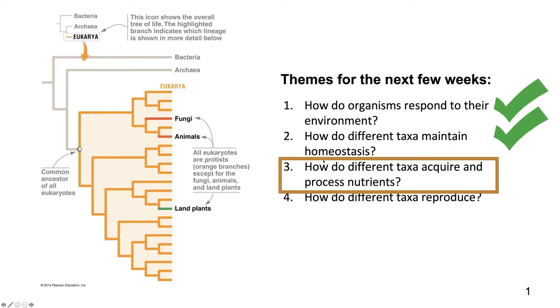Hey everybody. So we've been talking about how different taxa acquire and process nutrients. And we began talking about the photoautotrophs, or the land plants. We're going to get into examples of chemoheterotrophs and how they acquire and process nutrients. Examples of chemoheterotrophs would be fungi and animals. But right now what we're talking about are the land plants, which are an example of photoautotrophs.